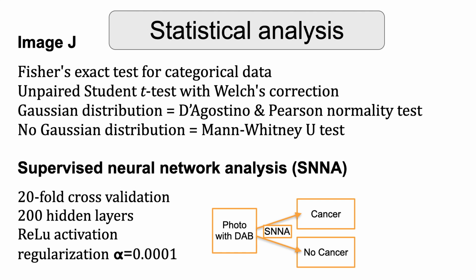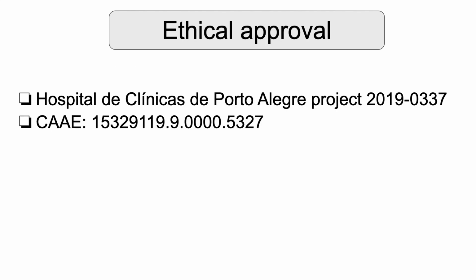Supervised neural network analysis was performed using stratified 20-fold cross-validation with 200 hidden layers, ReLU activation, and regularization at alpha 0.0001. This deep machine learning process classifies images into two groups, cancer or no cancer, without any human subjectivity. Ethical approval was obtained from the local ethical review board and registered at the Brazilian Research Platform.